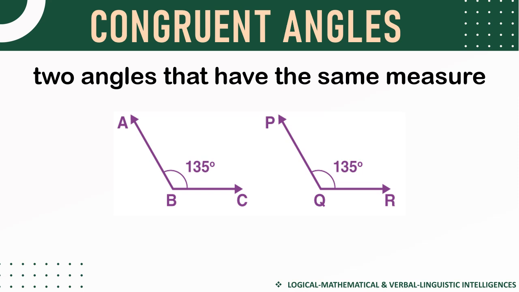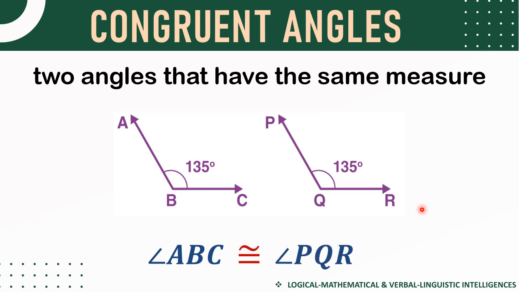Now, for congruent angles, two angles that have the same measures. As you can see, we have angle ABC and angle PQR, which are both 135 degrees. We could write this mathematically and use this symbol to show their congruence. So angle ABC is congruent with angle PQR, since they have the same angle measure.